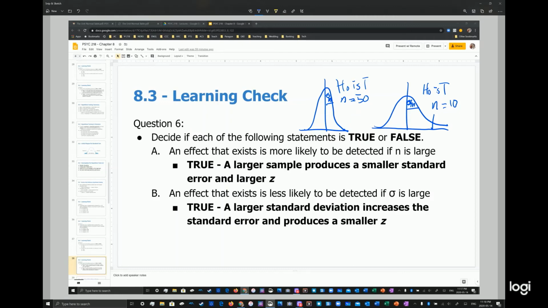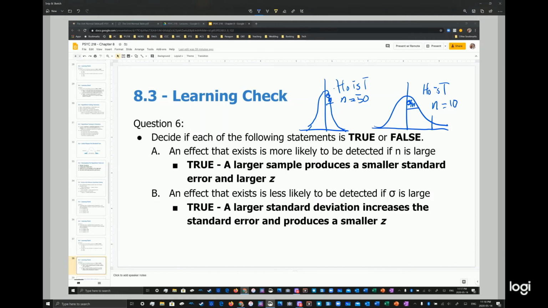The same sample mean would be in a different location, would have a different z-score as well, in the sampling distribution, depending on what it is that is influenced by the sample size. So again, a sampling distribution with a smaller standard error is going to make it more likely for the researcher to detect an effect.